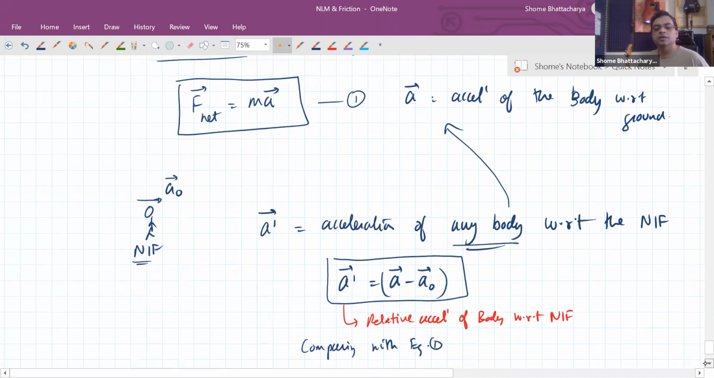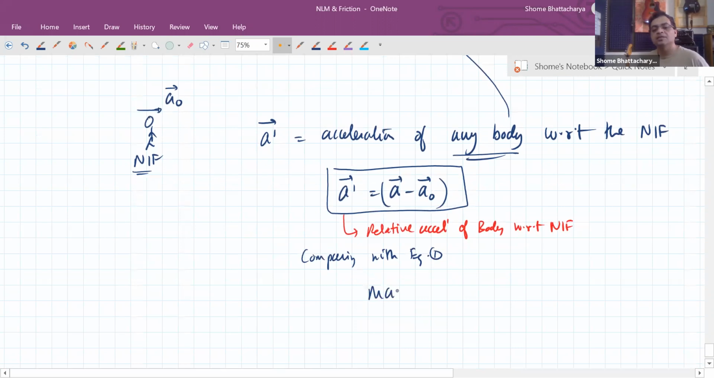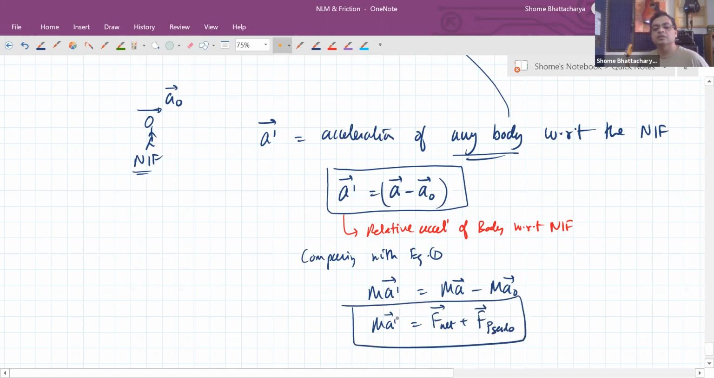Okay, so if you multiply mass on both sides, mass into acceleration in this frame is equal to mass into acceleration in ground frame minus m into A naught. So this is equal to the net force plus the pseudo force. So there's the additional pseudo force that it is experiencing, which is giving it the acceleration A prime relative to the non-inertial frame. So it is from comparison of this actually that the formula of pseudo force comes.